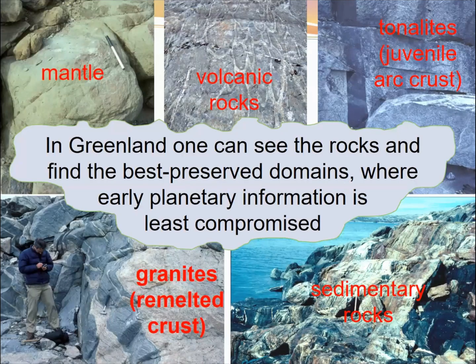So amongst that 3,000 square kilometers in Greenland, you've got these little tiny vestiges of stuff which give you a window on the early Earth. So we've even got fragments of the Eoarchean mantle. One's got reasonably well preserved volcanic rocks with pillow structures representing arc-like assemblages. One's got tonalites, which is again juvenile arc crust. We've got granites, remelted crust, and we've also got sedimentary rock. So you've got a very wide range of things that we can look at and start to reconstruct the early Earth.